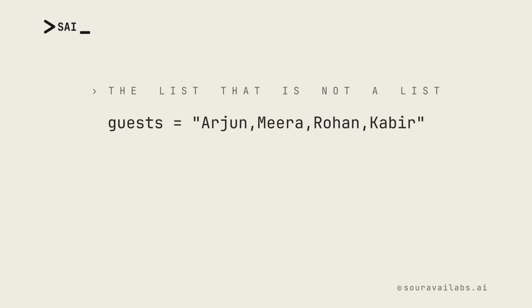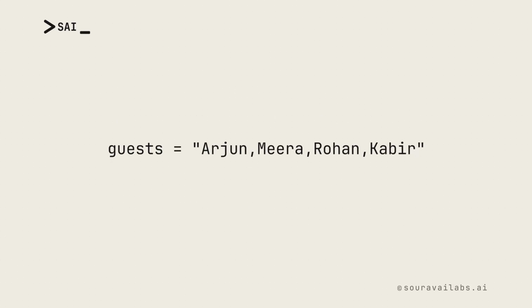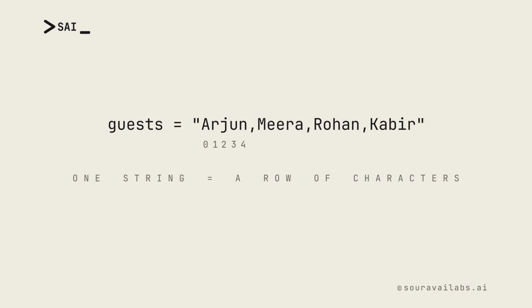Last episode you sliced a row of guests, but a guest list does not always arrive as a row. Sometimes it arrives as one long line, and when you ask for guest number 1, Python hands you the letter R. That is because it is one string, not a row. Python counted characters, and the character sitting at slot 1 is the R in Arjun.